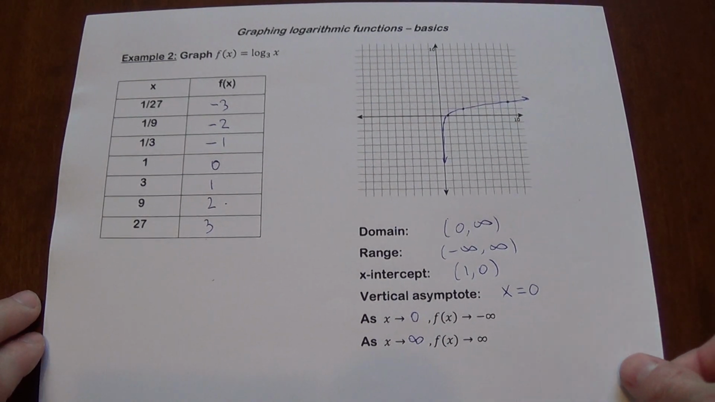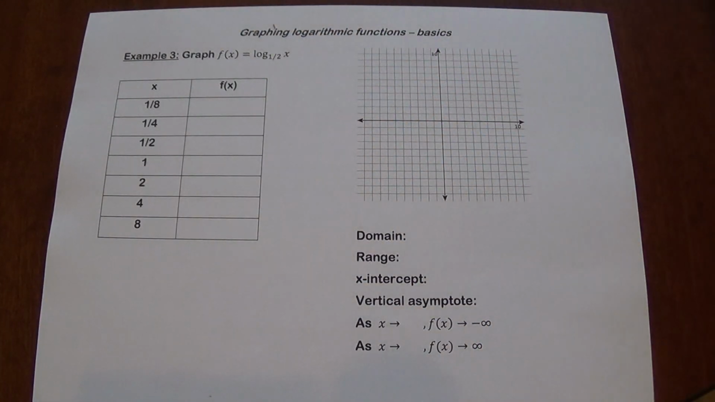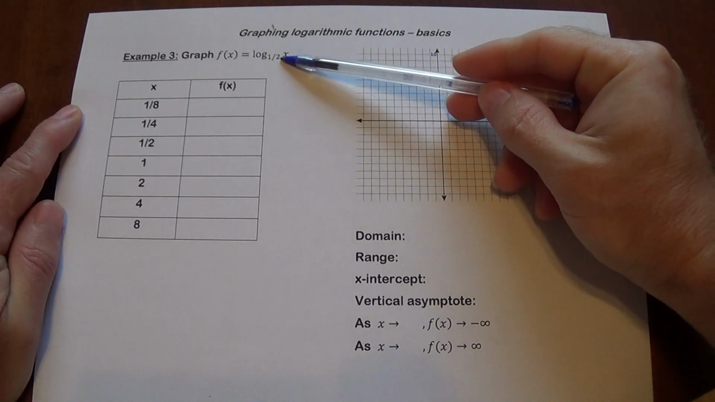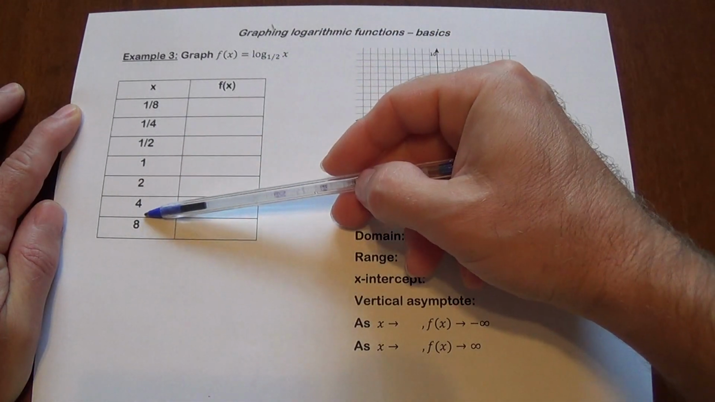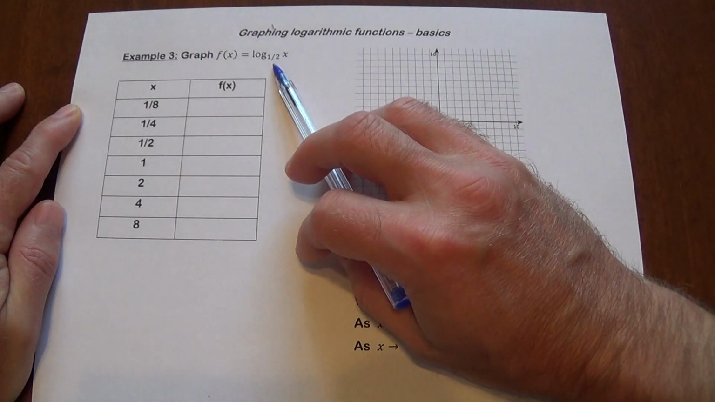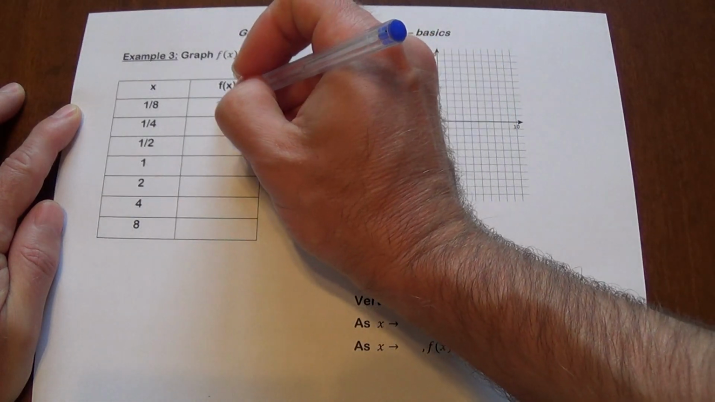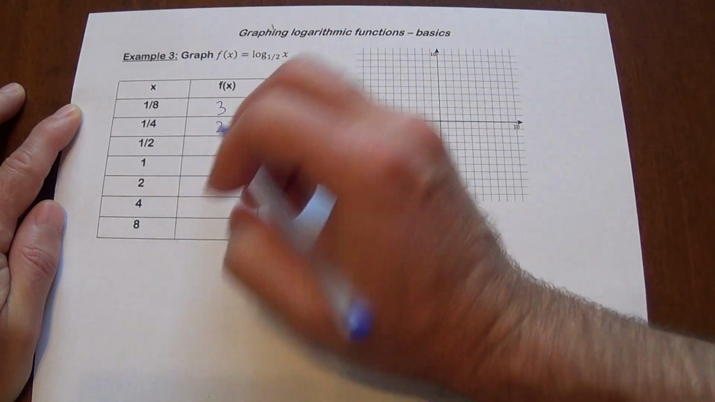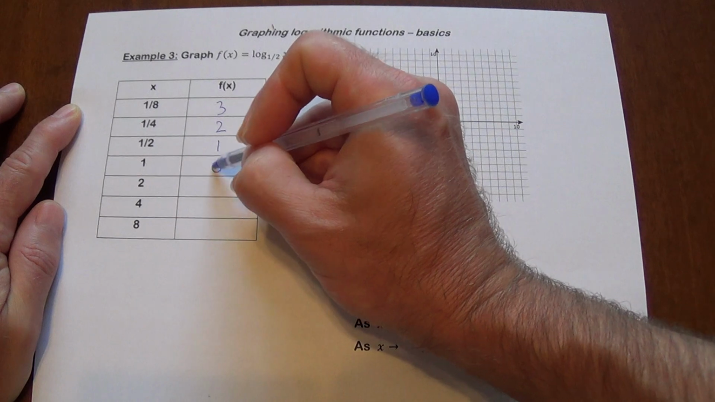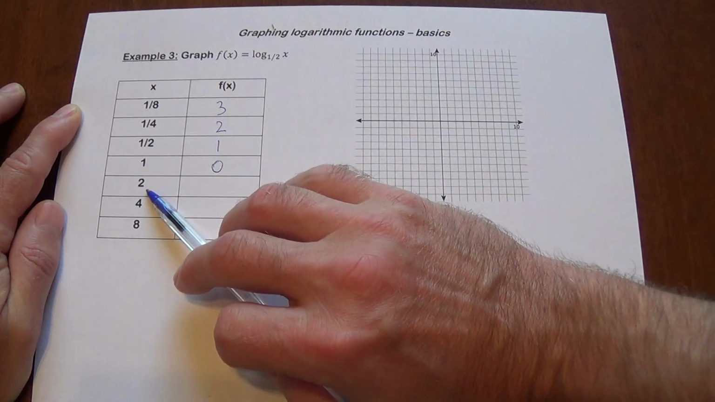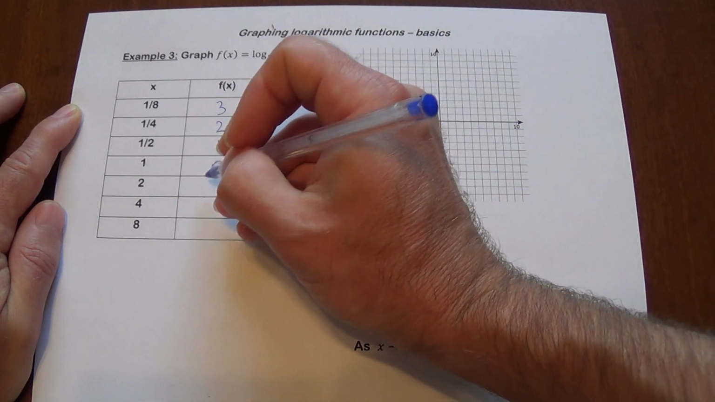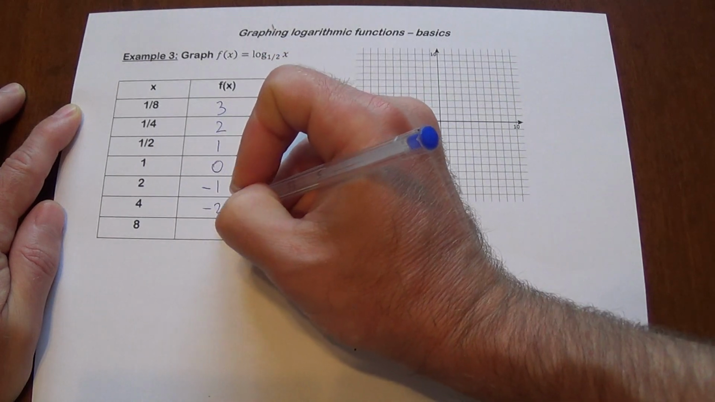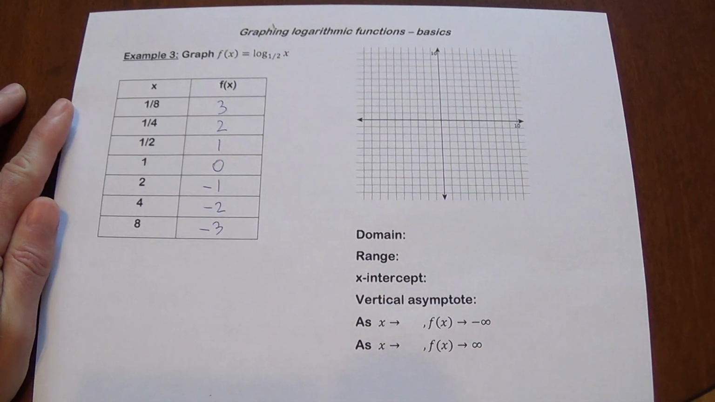And our last example in this video is going to be this one. So this is log base 1/2 of x. Since 1/2 is a power of 2, these numbers that I picked here are powers of 2. So 1/2 to what power is 1/8? That would be 3. 1/2 to what power is 1/4? That would be 2. That will be 1. That will be 0. 1/2 to what power will give you 2? You need to reciprocate. That will be negative 1. And then negative 2. And then negative 3.